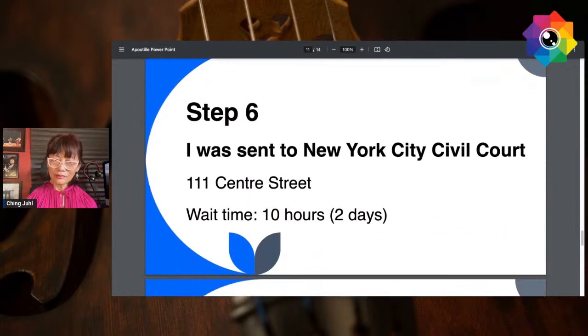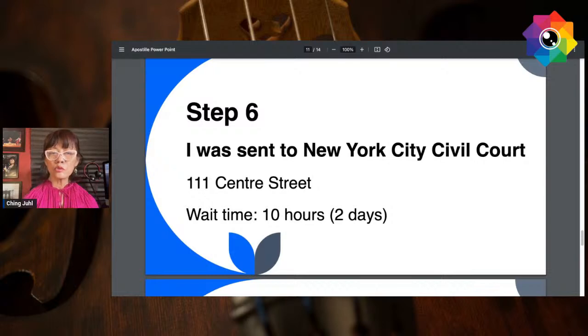Now I was sent to New York City civil court. Right, that was very agonizing. I remember it was May the 28th, because that's one day before Donald Trump was convicted guilty, and there were lots and lots of reporters outside the courthouse. So that was 10 hours of work.